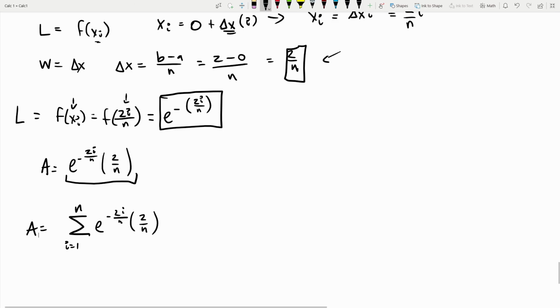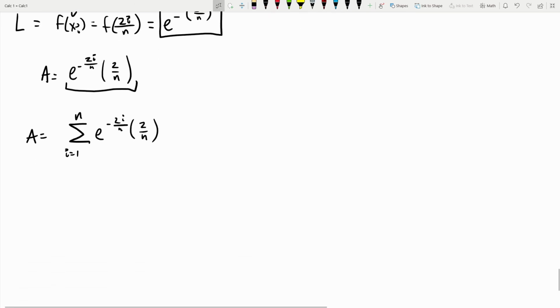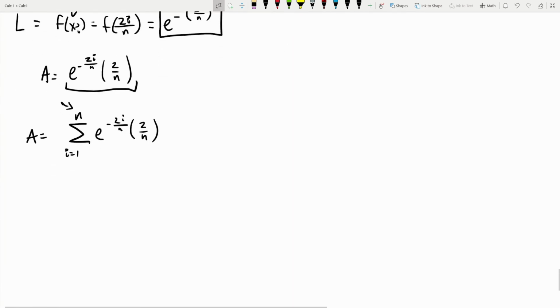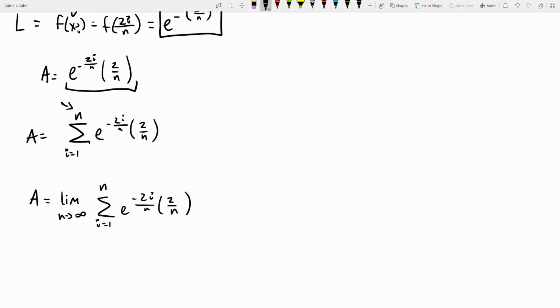So this is the area now. However, we haven't yet assigned a value to n, and step number 3 tells us to set n equal to infinity. And how do we do that? Well, we know we can do that through a limit. So we're going to take the limit as n approaches infinity, and we're going to keep this expression the same. So there you go. We have found an expression for the area under that curve between that interval using limits.